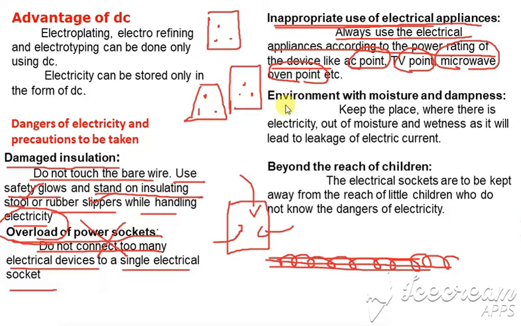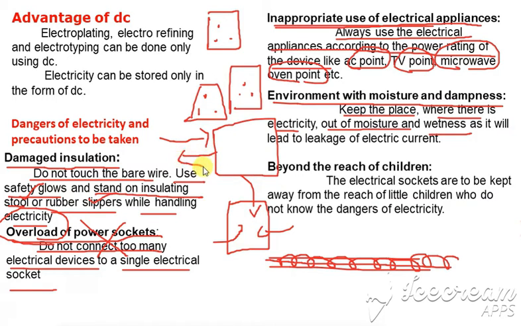Next is environment with moisture and dampness. Keep the place where there is electricity away from moisture and wetness. Wherever we use electricity, we should make sure there is no wetness or moisture. If there is wetness, what happens? Then there can be leakage of electric current. Why leakage? Because of wetness.